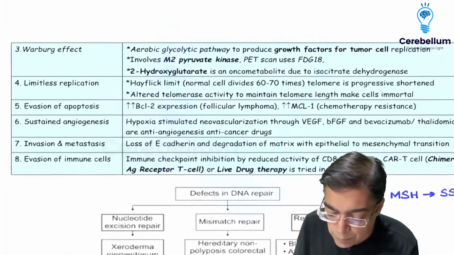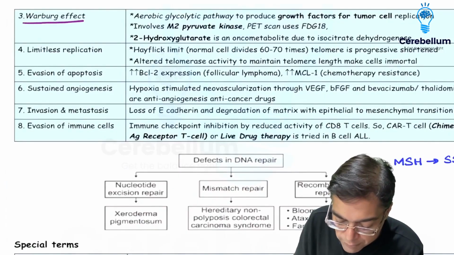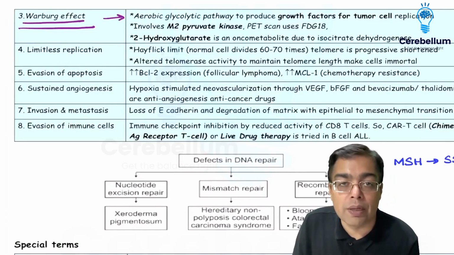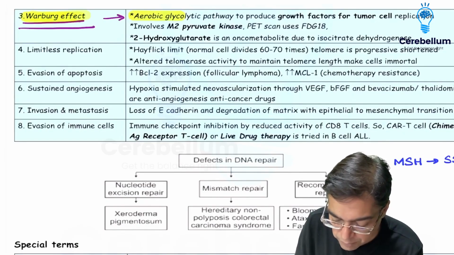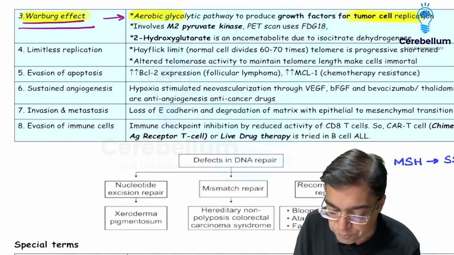Then there are certain other properties of the tumor cells about which we just need to have a quick review. For example, the Warburg effect, which I already described with you. And this is going to be associated with the term aerobic glycolysis, and associated with the formation of certain types of intermediates which are required for tumor cell replication.